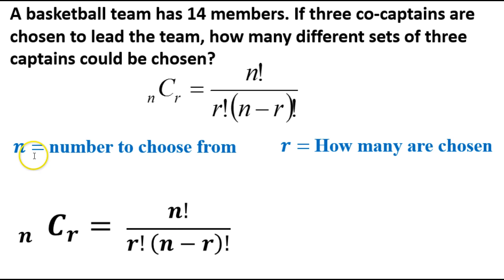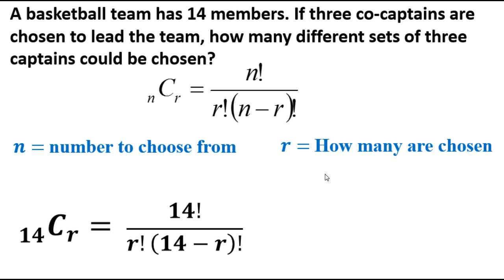We've got to determine what n is. N is the number to choose from, where there are 14 members. Captains can be chosen from these 14 members. So our n value is 14. Notice that here I'm starting to fill this in. If that n is 14, that means this n and this n here are both 14 as well. So I'm going to go ahead and start filling out that formula.